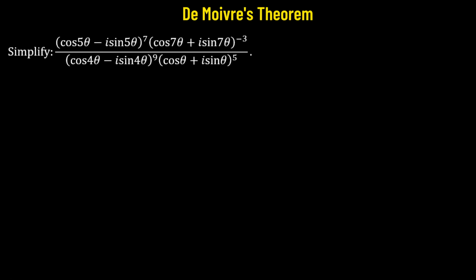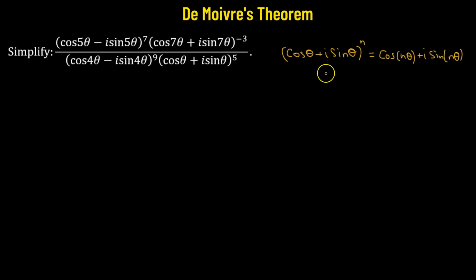We need to simplify the given expression. So let's begin by first stating De Moivre's theorem, which states that whenever we have (cosine theta plus iota times sine theta) whole raised to the power of n, this is equivalent to cosine of n theta plus iota times sine of n theta.